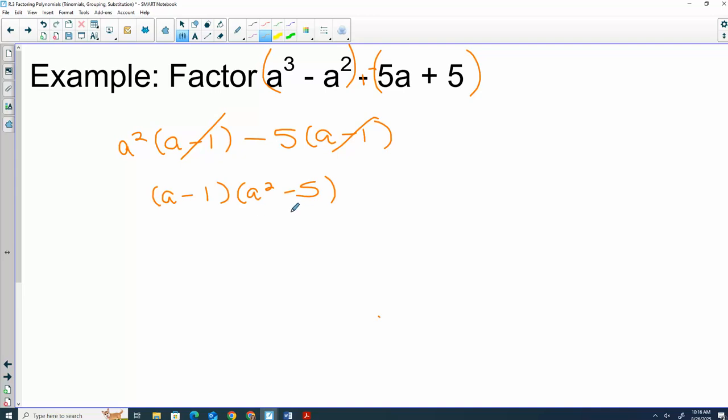Does a squared minus 5 factor any further? No. What if it were a squared minus 25? What would you do? Difference of squares. So always check and make sure it doesn't go any further. Okay. Do we need any more problems like this?